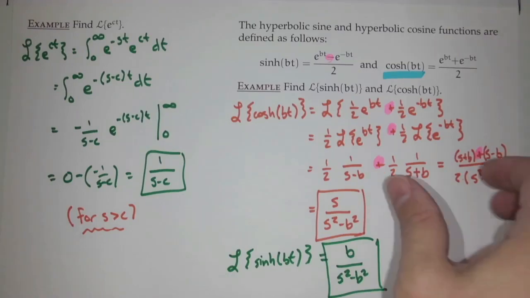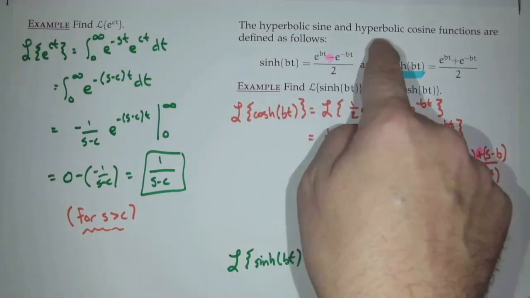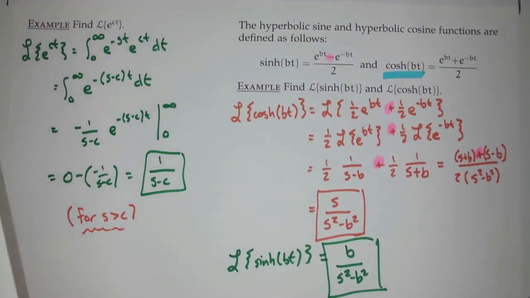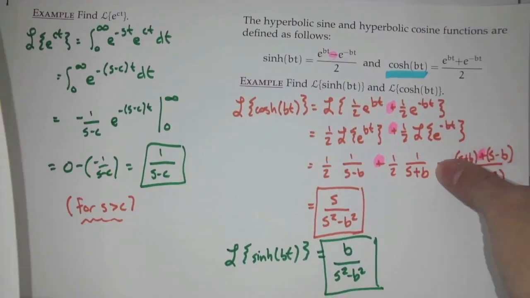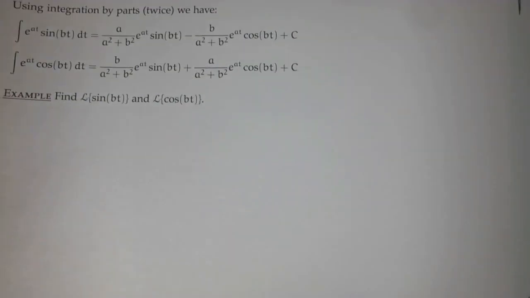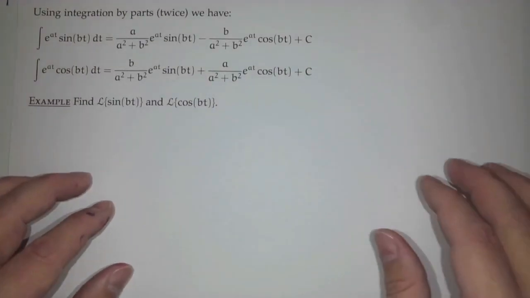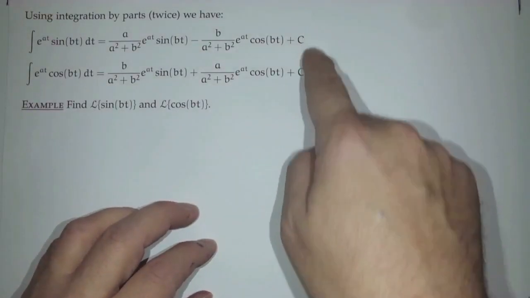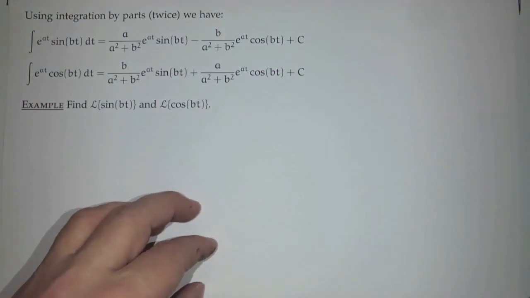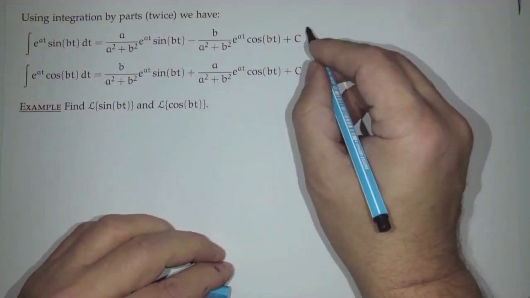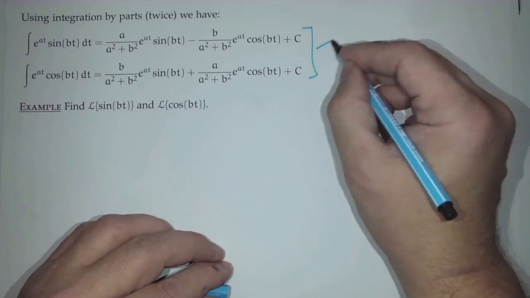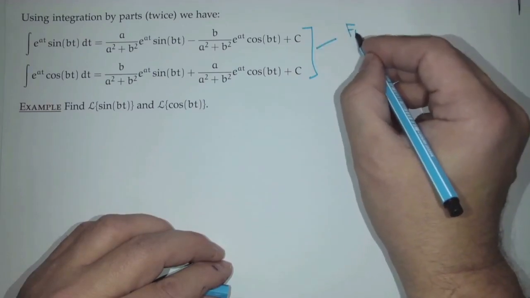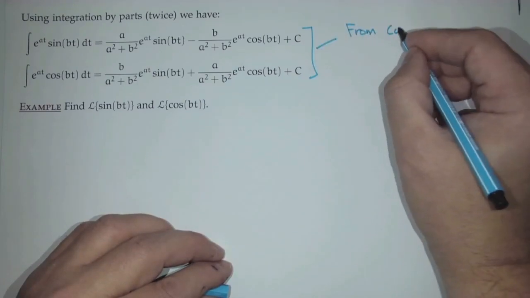But you're probably saying, oh, I don't want hyperbolic sine, I don't want hyperbolic cosine, I just want plain old sine and cosine. Okay, we can do those too. Using integration by parts twice, we have the following. This is just given to us. This is good stuff. We're just going to take these as truths. This is from Calculus 2. We've learned how to do this.